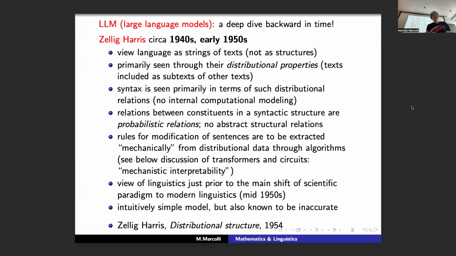So, as I said, this is a view of linguistics dating back to before the main paradigm shift of modern linguistics, which happened in the mid-1950s. It's of course an intuitively simple model, which also happens to not be very accurate. It's an interesting point in the sense that if you rewind the clock of a scientific field by almost a century, you find something that looks very different.